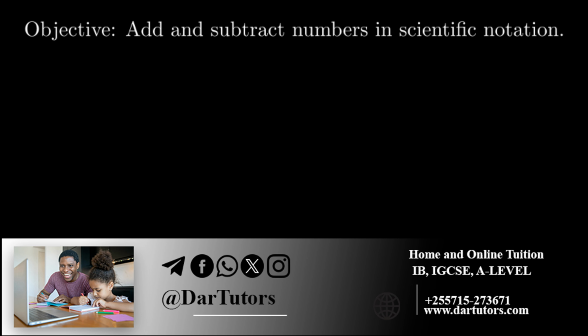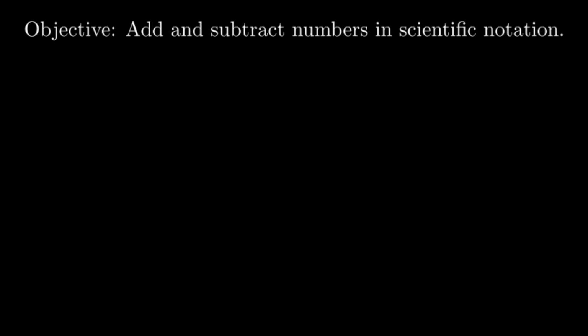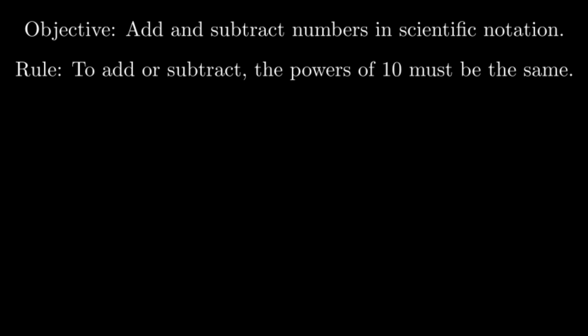Our goal now is to learn the method for adding and subtracting numbers in this form. Unlike multiplication and division, we can't just combine the parts directly. There's a crucial first step. The key rule for addition and subtraction is that the exponents on the powers of 10 must be identical. If they aren't, you must change one of the numbers so that they match.